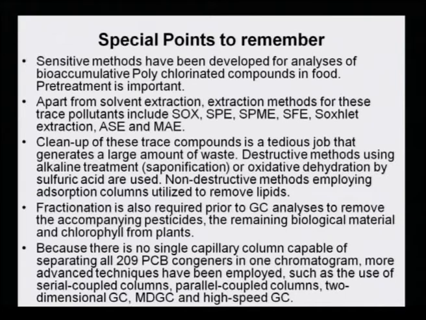Because there is no single capillary column capable of separating all 209 PCB congeners in one chromatogram, more advanced techniques have been employed, such as serial coupled columns, parallel coupled columns, two-dimensional GC, mid-dimensional GC and high-speed GCs. But there are many new processes still awaiting to be discovered, because from sample to sample, from analyte to analyte, one needs to take a judgment as to what has to be extracted and how it has to be extracted.